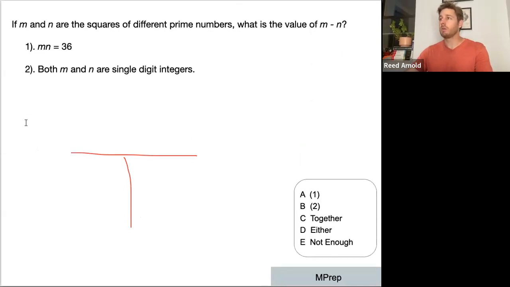So we know M and N are squares of primes, and we know they're different. So we know M is not the same as N. That is important information. And we want to know the value of M minus N, question mark. That's the question. That's what I'm trying to answer. So I have A, D, B, C, E. I go to statement 1. It tells me M times N is 36.